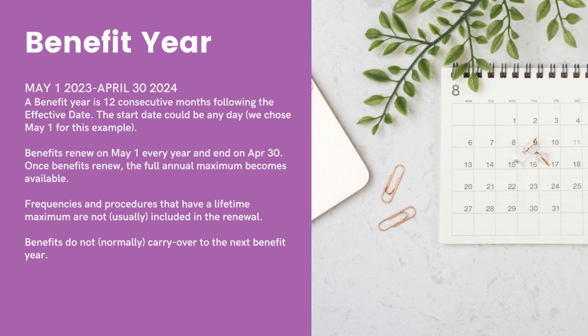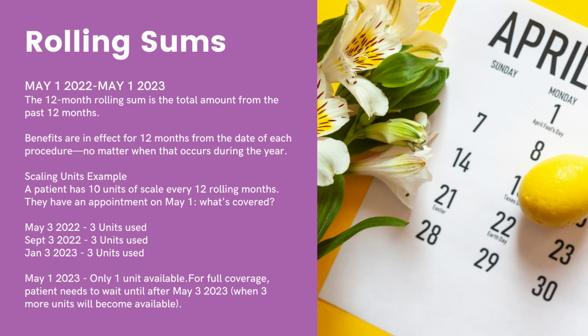The start date could be any day, but normally falls on the first of a month. For this example, we're saying the benefit year starts on May 1st, 2023, and runs until April 30th, 2024. Benefits will renew every May 1st, and the full maximum becomes available. Similar to the calendar year, certain procedures and frequencies will not renew, and maximums will usually not be carried forward into the next benefit year.